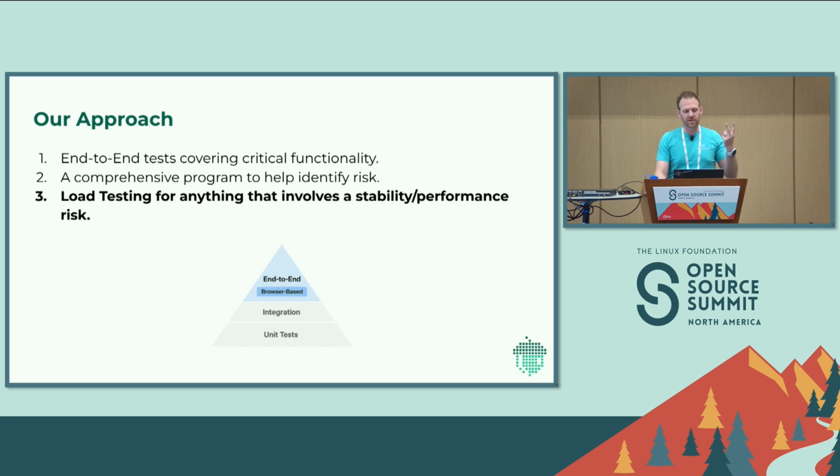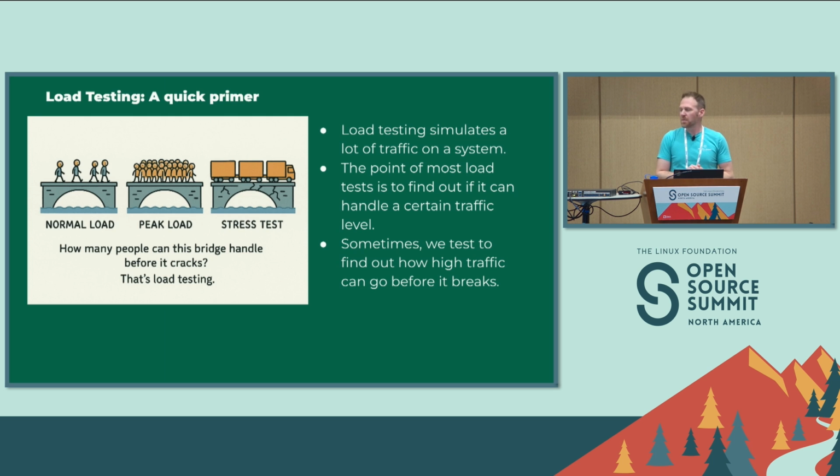Prong number 2 is a comprehensive program to help identify risk at the level of the change where it's introduced. And prong number 3 is load testing for anything that involves or introduces a stability or performance risk. So if during the proposal of a change, like a pull request, it's flagged that it might involve some level of stability risk, we're going to run load testing on it. How many folks in the audience have done load testing before? Cool. All right. There's a few.